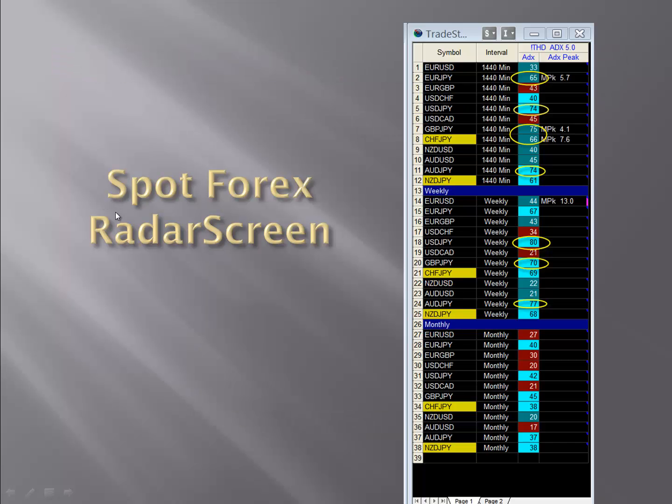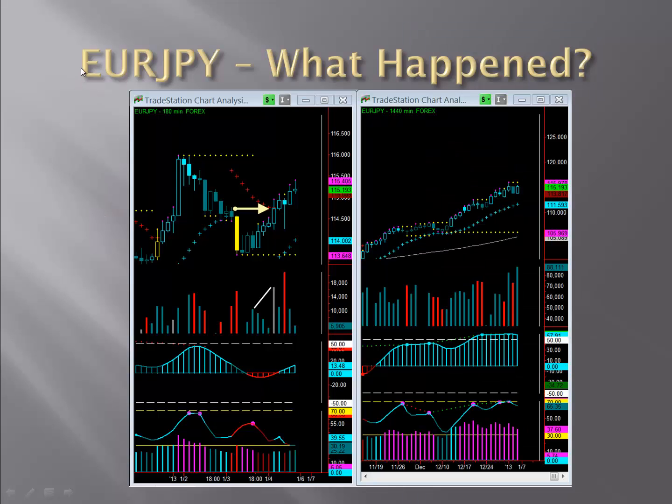Okay, I also sent out the spot Forex radar screen, and this was within one window, and you can see that I circled the euro yen, British pound yen, the Swiss franc yen, the USD yen, and the Aussie yen. Now let's see what happens on them. On the euro yen, what happened? The peak did come in, and this is more of a flat peak, but if you were new to THD, you would not have known that.